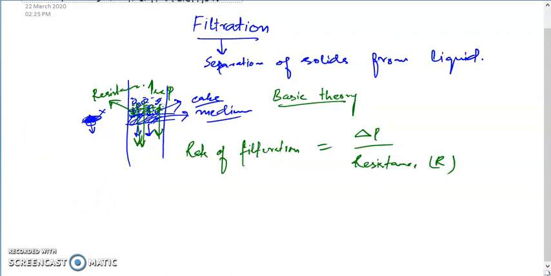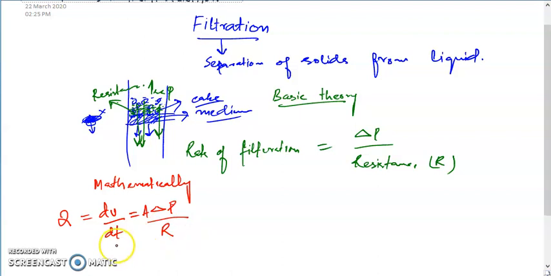So mathematically we can write it as Q is equivalent to dV divided by dt is equivalent to A del P divided by R, where Q is the volume rate of flow of filtrate, A is the cross-sectional area, t is the filtration time, R is the resistance, del P is the pressure difference, and V is the volume of filtrate. Okay, let me draw a diagram.